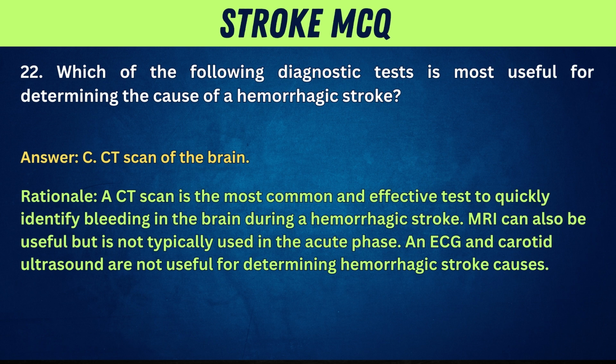Rationale: a CT scan is the most common and effective test to quickly identify bleeding in the brain during a hemorrhagic stroke. MRI can also be useful, but is not typically used in the acute phase. An ECG and carotid ultrasound are not useful for determining hemorrhagic stroke causes.